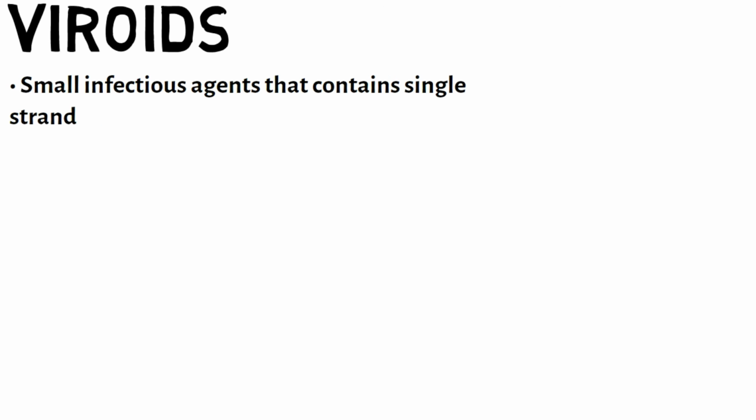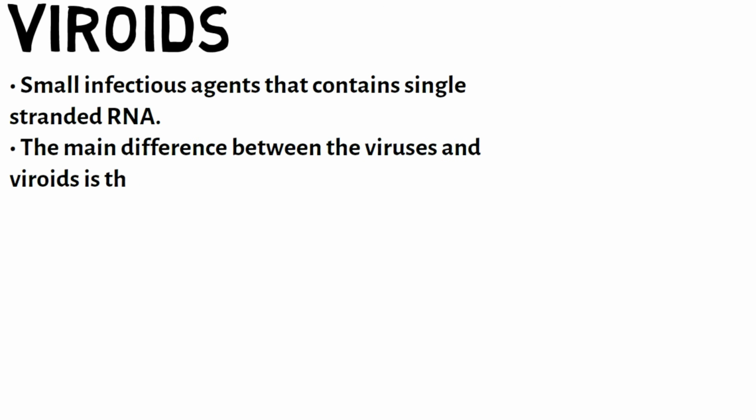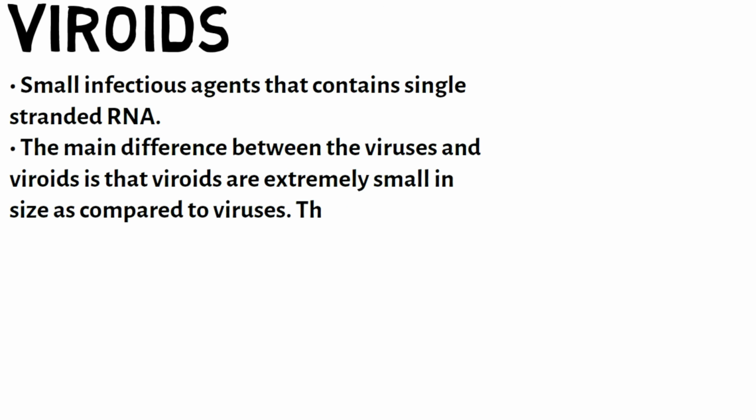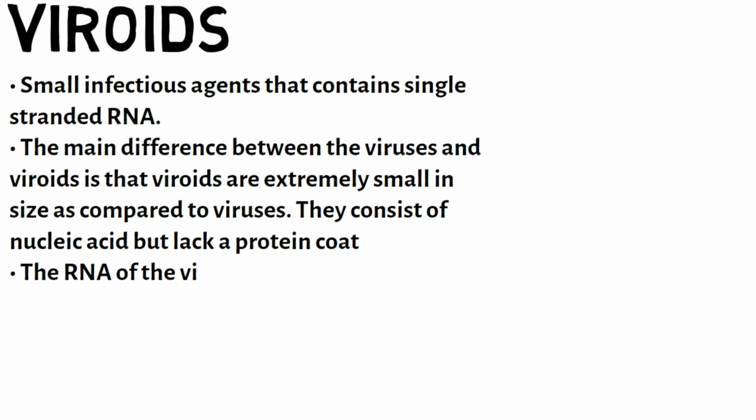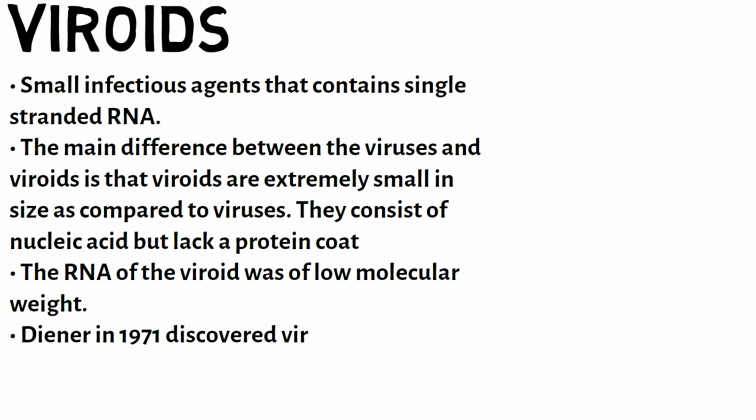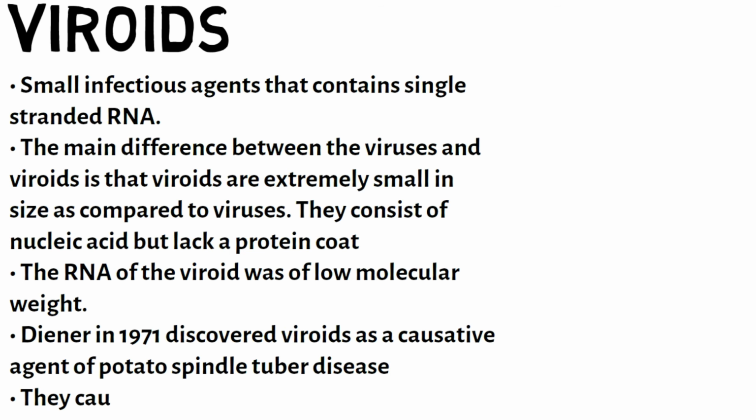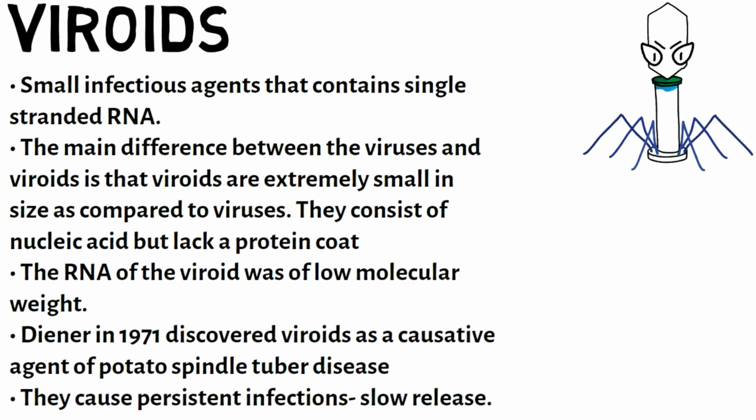Viroids. Small infectious agents that contain single-stranded RNA. The main difference between viruses and viroids is that viroids are extremely small in size as compared to viruses. They consist of nucleic acid but lack a protein coat. The RNA of the viroid is of low molecular weight. Diener in 1971 discovered viroids as a causative agent of potato spindle tuber disease. They cause persistent infection, slow release.